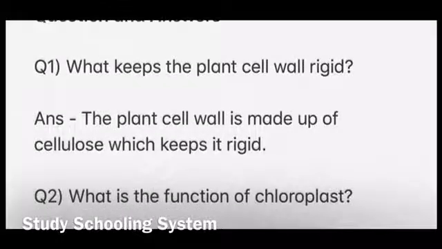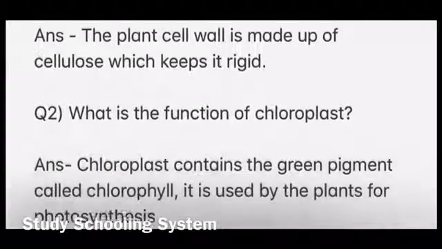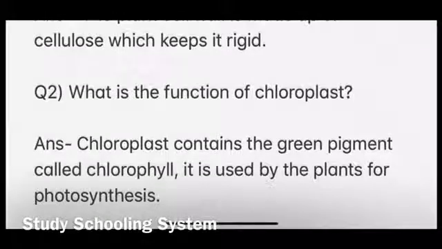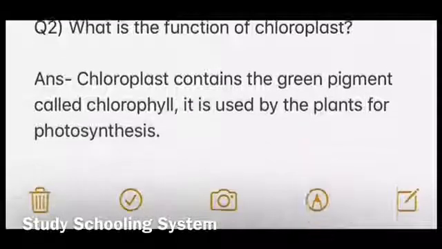Your second question is what is the function of chloroplast? As you remember, chloroplast is found in plant cells and it contains the green pigment called chlorophyll, right? Chloroplast contains the green pigment called chlorophyll. It is used by the plants for photosynthesis. And if you remember correctly, photosynthesis is the process by which plants make their own food.